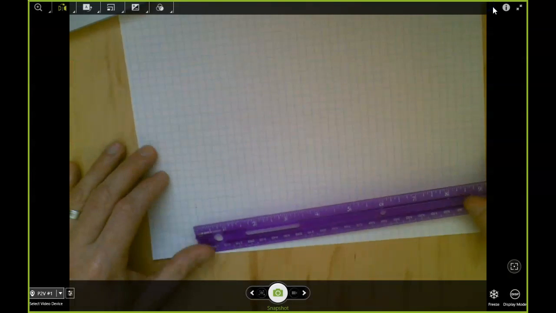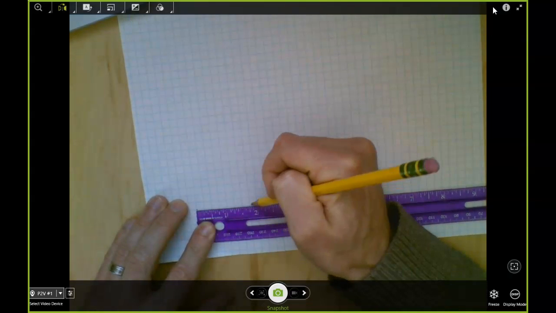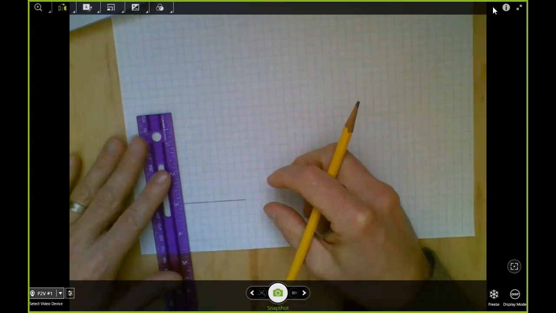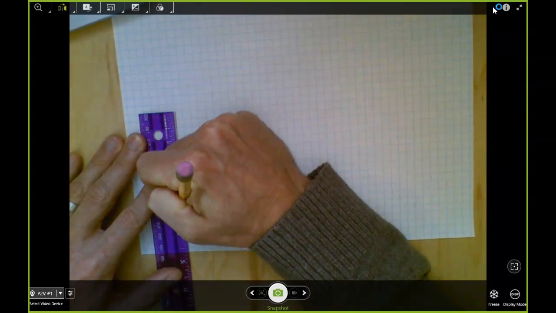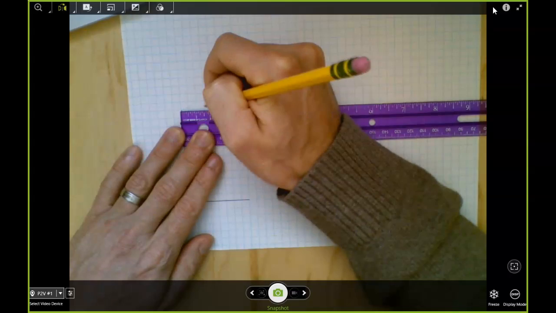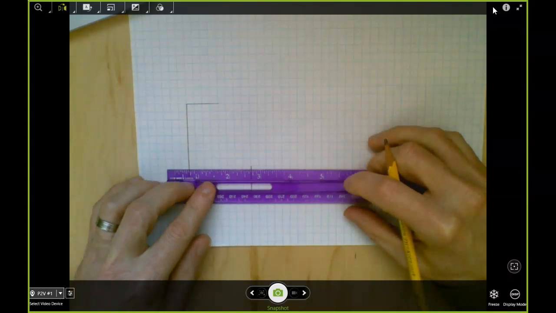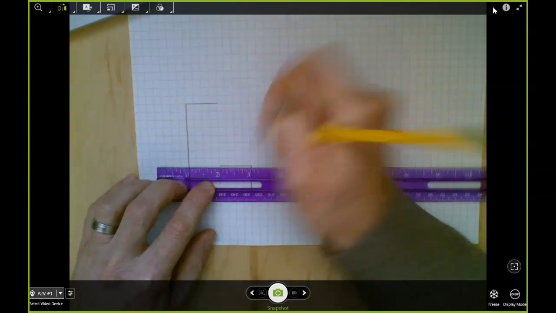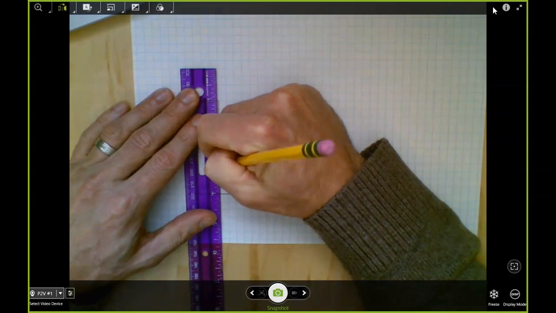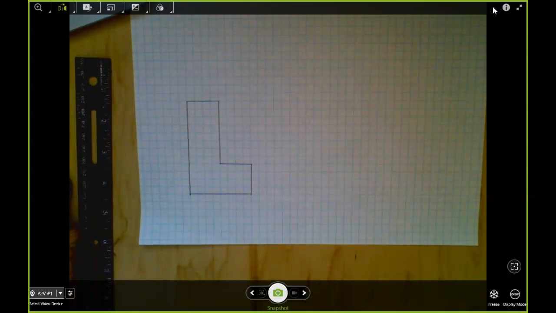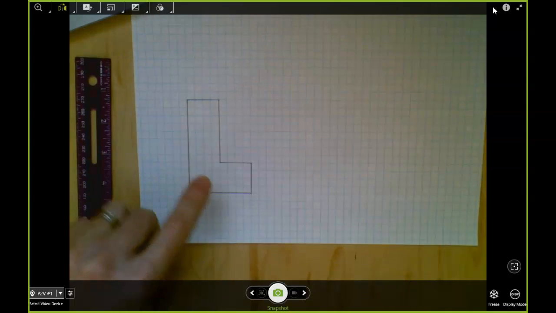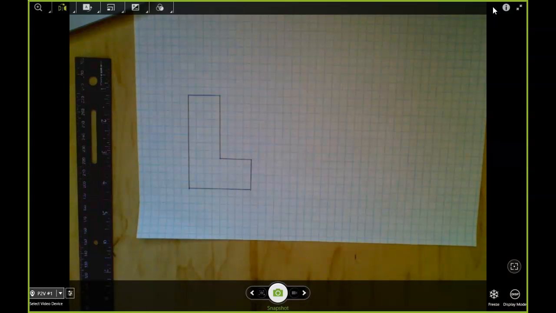So again, pull out your ruler. Starting at 0, go to 2 inches, draw a line. Go up 3 inches. And again, each leg is 1 inch. Okay, so our L should look something like that. Nice straight lines, 3 inches tall, 2 inches long, inch legs.